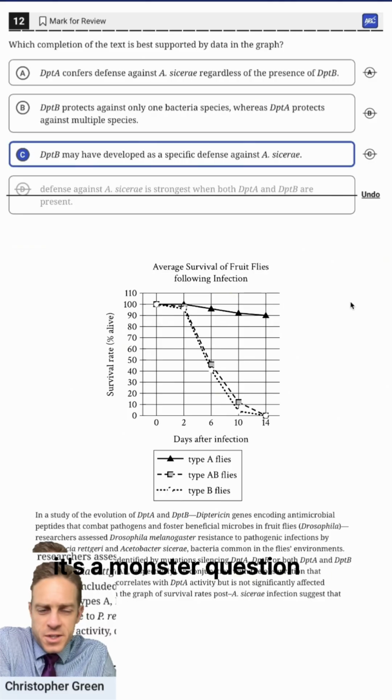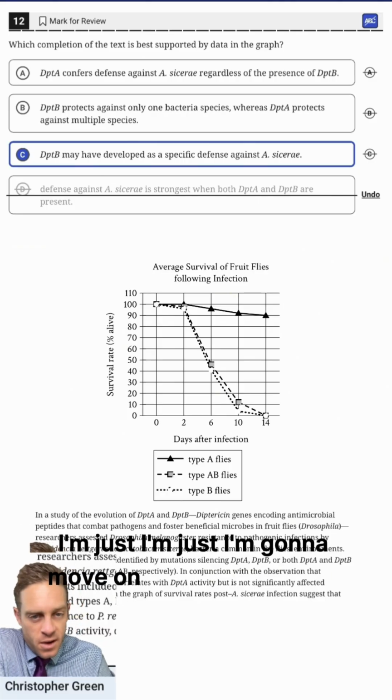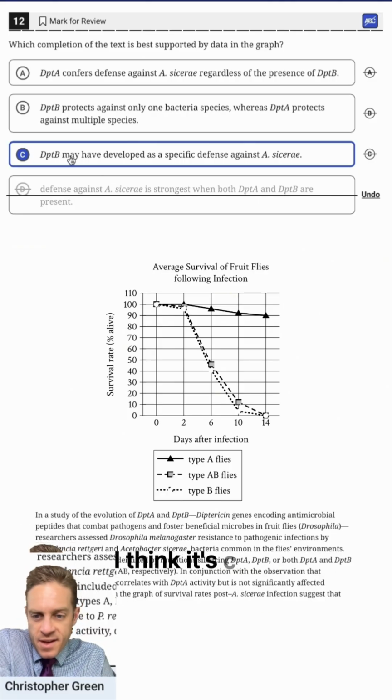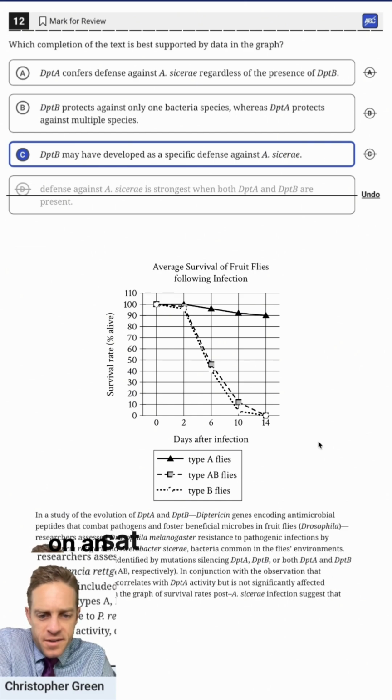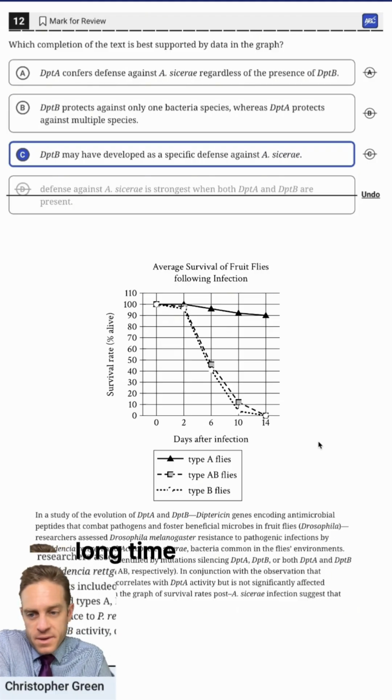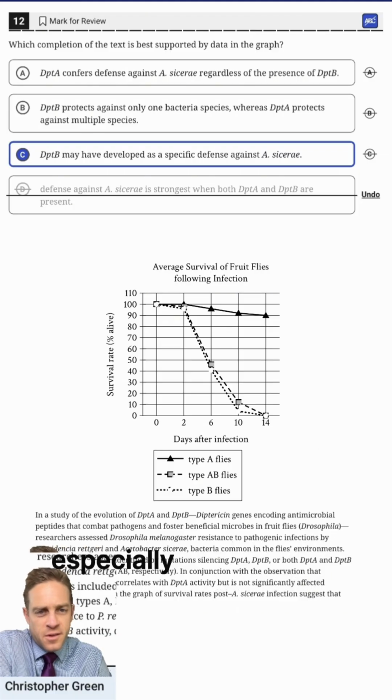It's a monster question. I'm going to move on from this question. I think it's C, but this is one of the toughest questions I have ever seen on an SAT. But that happens, right? Even as somebody who's been a tutor for a long, long time, you just get monster questions, especially on the verbal.